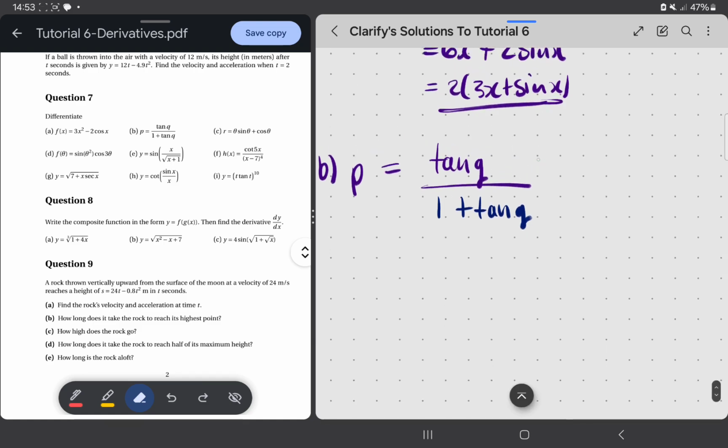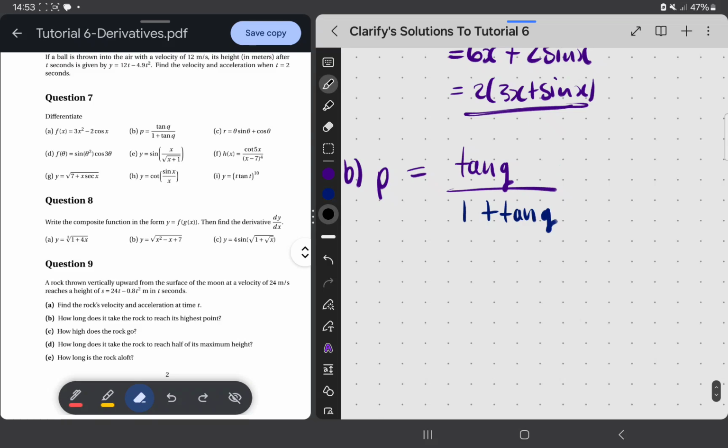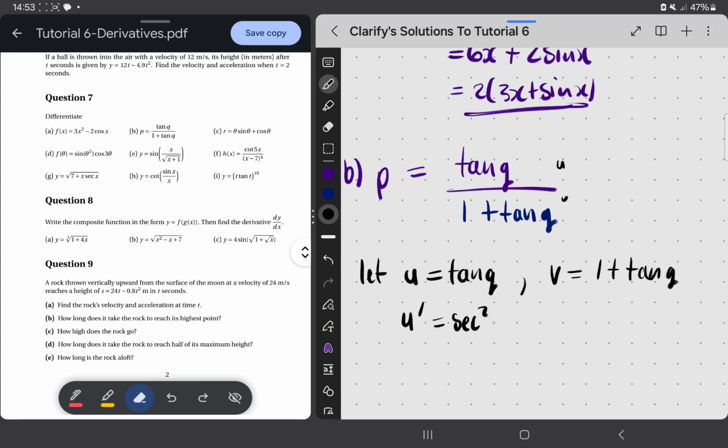So this will be my u. Let me put it. This is going to be my u. This is going to be my v. So you say let u be equal to tan q and v be equal to 1 plus tan q. Now, what is u prime? U prime will be, what's the derivative of tan? It's sec squared. So it's sec squared q. Okay, because it's tan q. So it's sec squared of q. Then v prime will be, derivative of 1 is 0 plus the derivative of tan is sec squared q again.